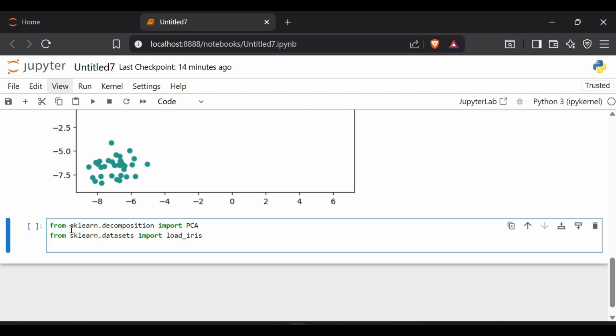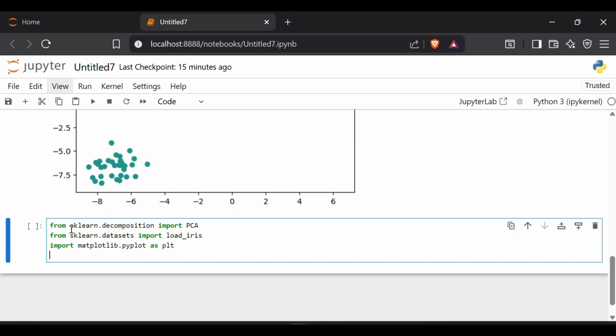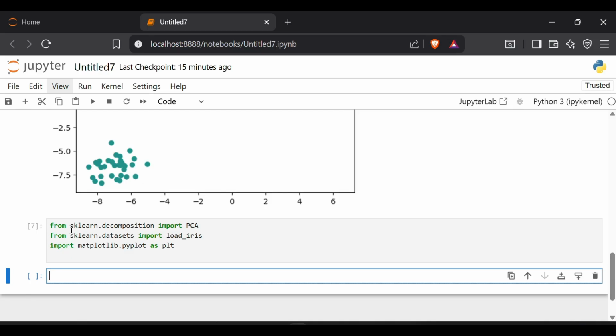Okay, and then we will import matplotlib as plt. Import matplotlib.pyplot as plt. Okay, so just run this. So it will import all the libraries. So now we'll load the dataset.